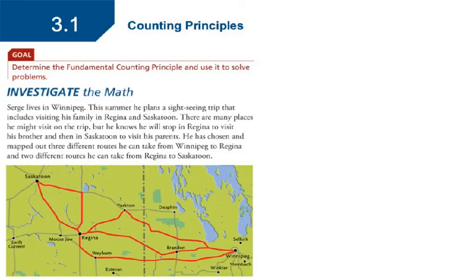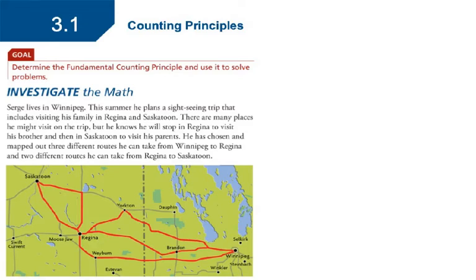So the whole focus of Unit 3 is dealing with counting, or more specifically, in how many ways can an event or events happen. So what we have here is a map of Saskatchewan and Manitoba, and the situation we have is that Serge is living in Winnipeg, which is over here on the right, and he's making a trip to Regina and then on to Saskatoon.